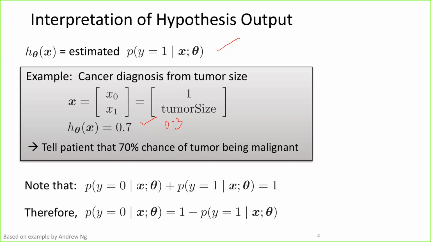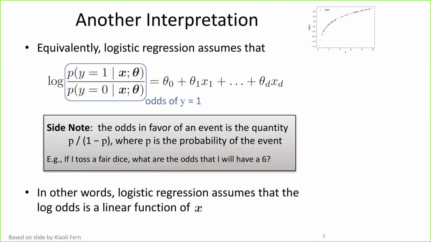So there is another interpretation of this hypothesis. Let us try to understand that. It is slightly difficult, but please pay attention so that you will understand it better. Another interpretation is that logistic regression assumes that log odds is a linear function of x. Let me go a bit slow because you're facing slight difficulty catching my speed.